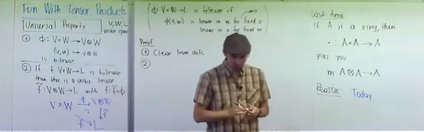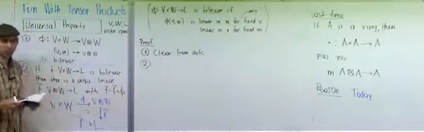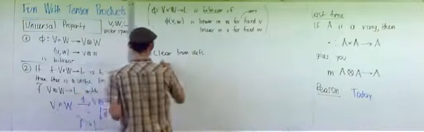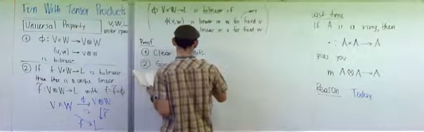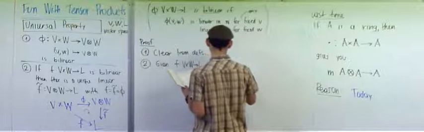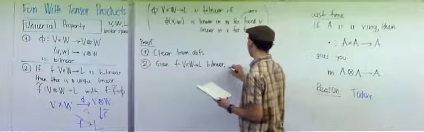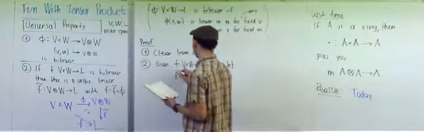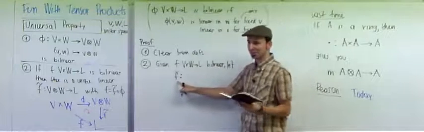Now let's prove the second one. Let's say that I have a bilinear function f like this. So given f like this, bilinear, define f bar, and I do mean f bar now. That's why I got a little bit confused a second ago.